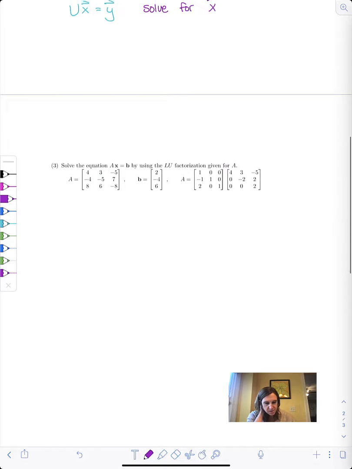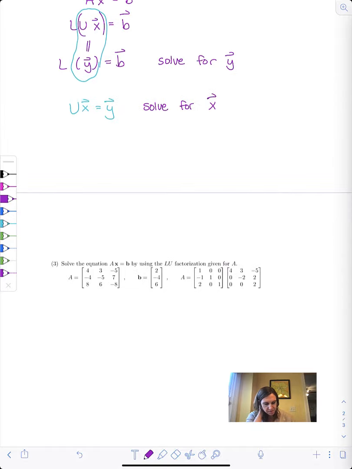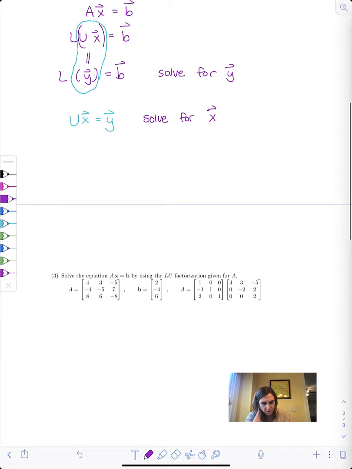So we want to solve the equation AX equals B, where A and B are given, and we're already given our L and our U. The first thing we do is solve L times something equals B. So we can write an augmented matrix. Rather than using A, we directly use L. And you can see that this is close to reduced echelon form.